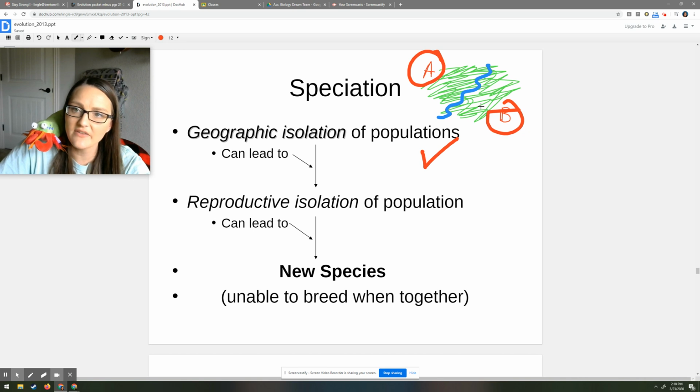Reproductive isolation. So now that we are geographically isolated, what's going to happen is this critter A, species A here, that is currently the same as species B, they're going to start changing. And that could be anything from breeding season, like what time they want to breed, to the rituals for breeding or what they're looking for in a mate.